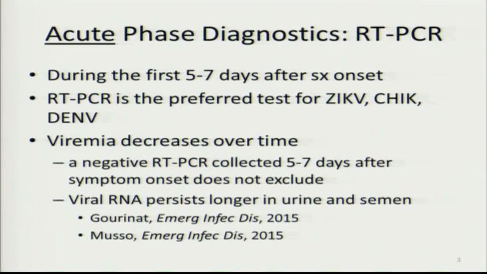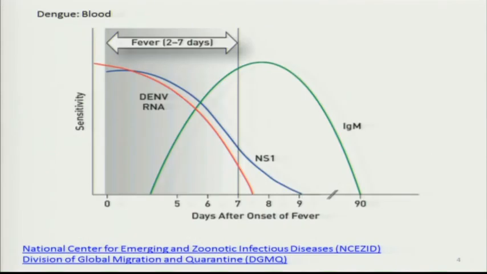The viremia decreases over time so that a negative PCR at 5 to 7 days doesn't rule out one of these infections. Importantly, the viral RNA actually persists longer in urine and also in semen. And so this is something that's being developed as potentially a diagnostic test in urine to give us a longer window for detection of acute or early convalescent infections. So PCR for early testing.